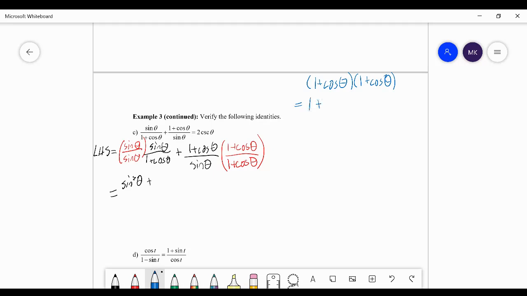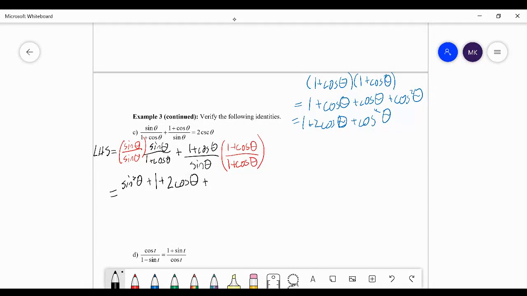Multiply these together, I get 1 plus cosine theta plus cosine theta plus cosine squared theta, which just leaves us 1 plus 2 cosine theta plus cosine squared theta. So I can add that in here. So 1 plus 2 cosine theta plus cosine squared theta, and that's all over 1 plus cosine theta times sine theta.